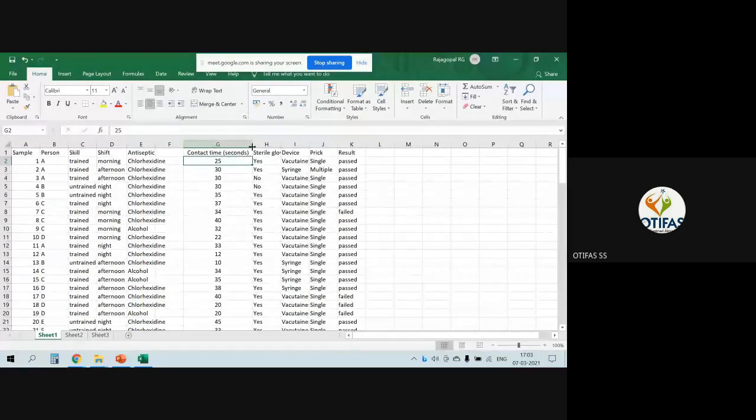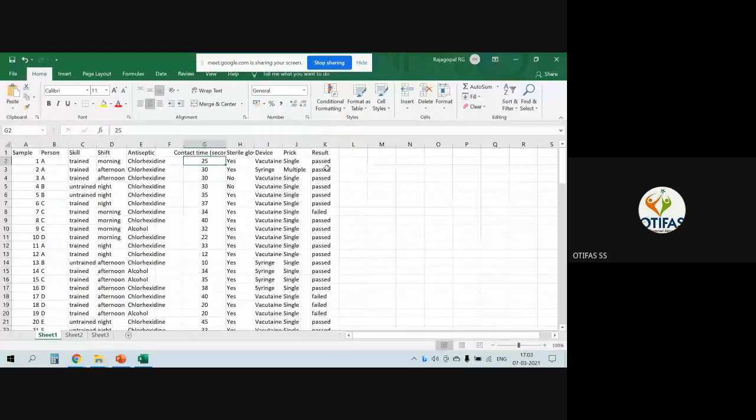Now, how difficult is it to analyze? We need to analyze why this result is because of device, because of break, because of contact time, because of antiseptic. So this is the output. Now there are so many inputs. Person is one input. Skill is one input. Person is a CTP. Skill is a CTP. Shift is a CTP. Antiseptic is a CTP. Contact time is a CTP. Sterile gloves is a CTP. Device is a CTP. Break is a CTP. Now we have all attribute data, and in between we have one variable data. It's very difficult to analyze.